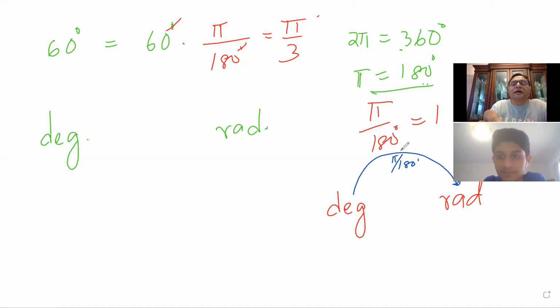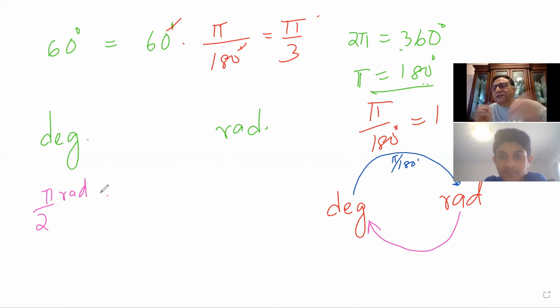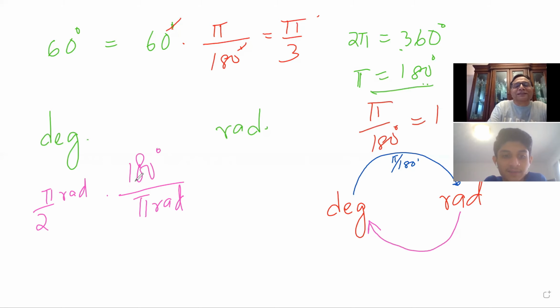But on the other hand, if I have to go from radian to degree, let us say we have pi by 2 as the radian. This is in radians, and I want to convert that to degrees. That means radians cancel. So I put pi radians here, which is equal to 180 degrees. Radian cancels, pi cancels, and we get 90 degrees. You get the idea.